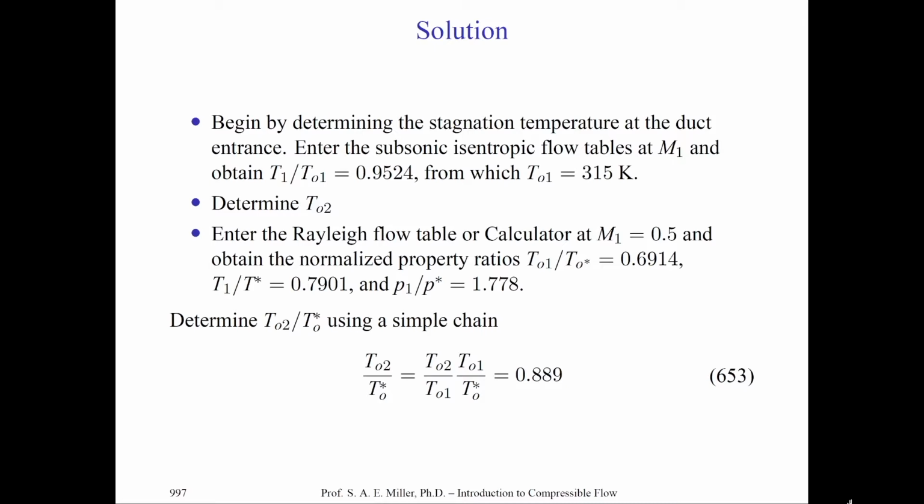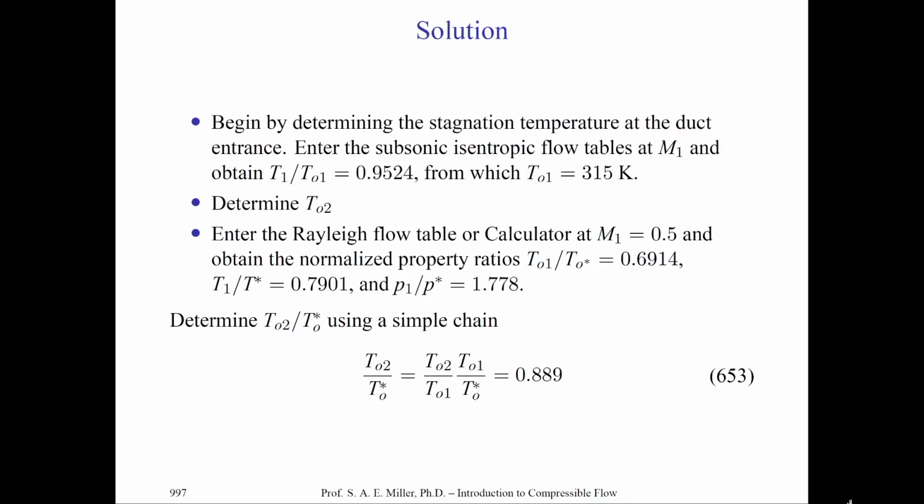The ratio for Mach 1 equals 0.5 will be T1 over T0 of 0.9524. And then we can directly solve, just like we did in the previous problem, and find T01 equals 215 Kelvin. We now need to march downstream and find T02. Well, of course, we know the value of T01, so we'll be able to do this momentarily. Now we can enter the Rayleigh flow table or calculate at Mach 0.5, and we'll obtain the other normalized properties.